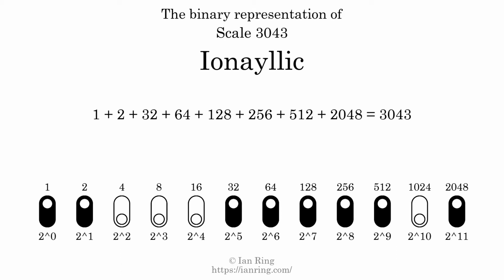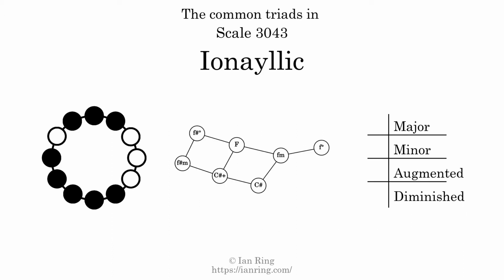The scale number not only enumerates the scale with a unique index, but it also literally describes the tonal content of the scale. Represented as a binary number in base 2, the scale number is 101111000011. Here are the common triads present in this scale.